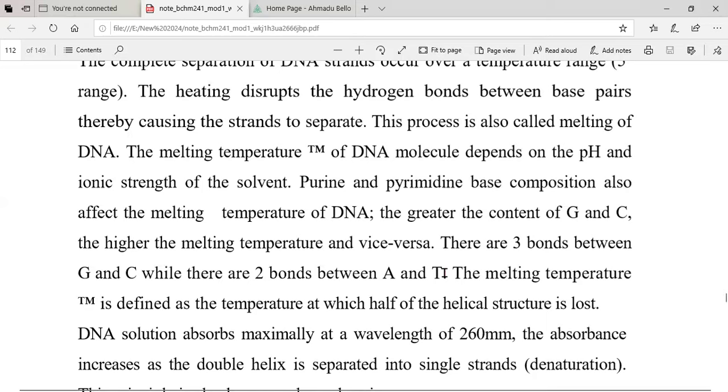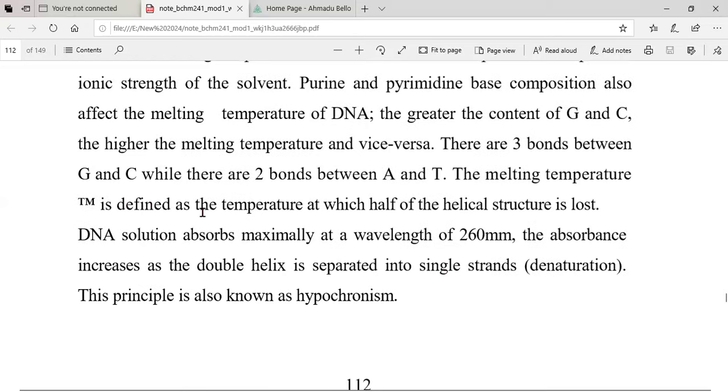We have explained that. And the melting temperature is defined as the temperature at which half of the helical structure is lost. DNA solution absorbs maximally at a wavelength of 260 nanometers, and the absorbance increases as the double helix is separated into single strands during denaturation. So this principle is known as what? Hyperchromism.